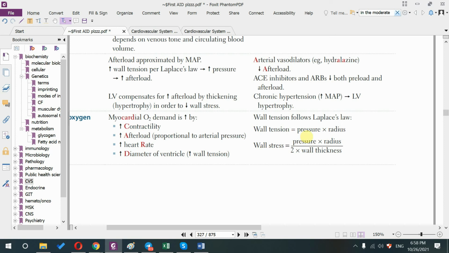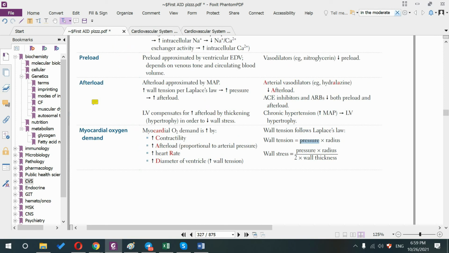So let's take a look. Wall tension is equal to the pressure multiplied by the radius. So that means if you increase the radius, like in cases of dilated cardiomyopathy, the wall tension will go up. If the wall tension goes up, the oxygen consumption will increase. That will increase your risk of getting heart failure because the heart will be more hypoxic. If you increase the pressure on the walls inside of the heart, like in cases where you have more fluid inside of your left ventricle, like in cases of increased preload, the wall tension will go up. If the wall tension goes up, your myocardial oxygen demand will also go up, which can lead to hypoxia.